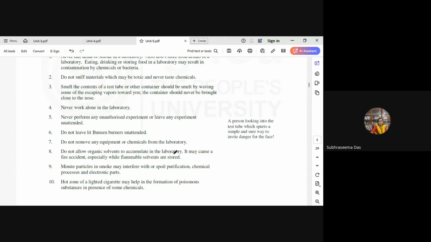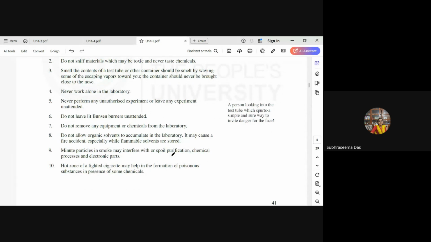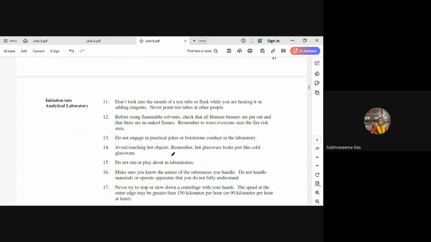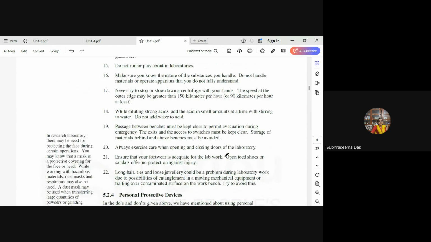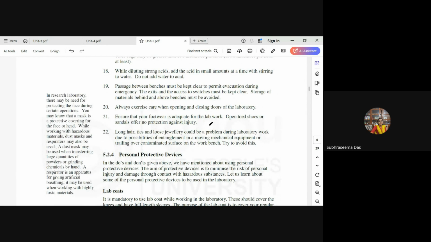Whenever we come across any smoke arising in the laboratory, we should always inform the lab staff. A lighted cigarette may help in the formation of poisonous substances in the presence of some chemicals. That is why smoking is strictly prohibited in the laboratory. We should never use any unwanted or unattended chemicals in laboratories. We should not run about or play about in the laboratories. We should not touch dilute or concentrated acids. These are some of the don'ts of the laboratories. So while working in a laboratory, these are some of the do's and don'ts that we need to follow.